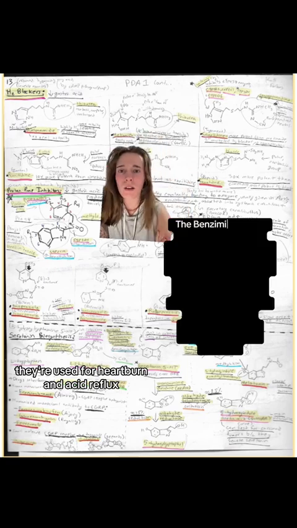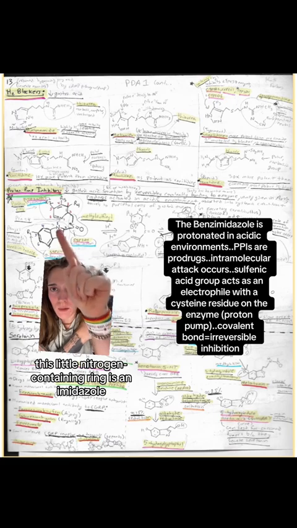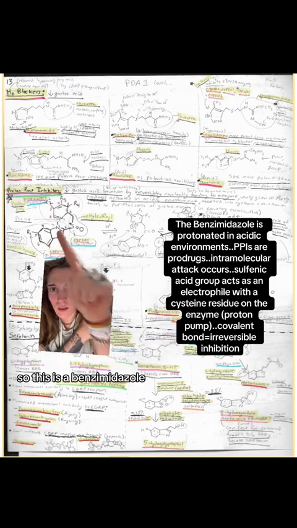Here we have omeprazole, esomeprazole, lansoprazole, dexlansoprazole, and then pantoprazole, aka Prilosec, Nexium, Prevacid, Dexilent, and Protonix. These are PPIs or proton pump inhibitors. They're used for heartburn and acid reflux. They have this benzimidazole ring in them. This little nitrogen-containing ring is an imidazole, and then this is a benzene. So this is a benzimidazole.